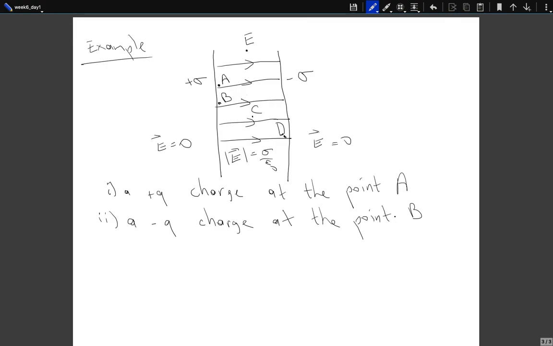Now, what can you say about the potential energies of these plus Q and minus Q charges? Are they equal? Is one of them larger than the other one? If so, which one is larger? Potential energy of the positive charge is high. The potential energy of this one is larger. Why?